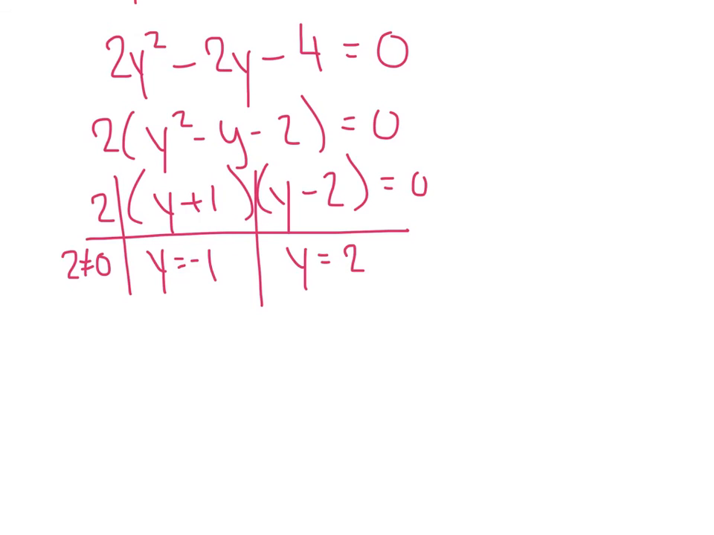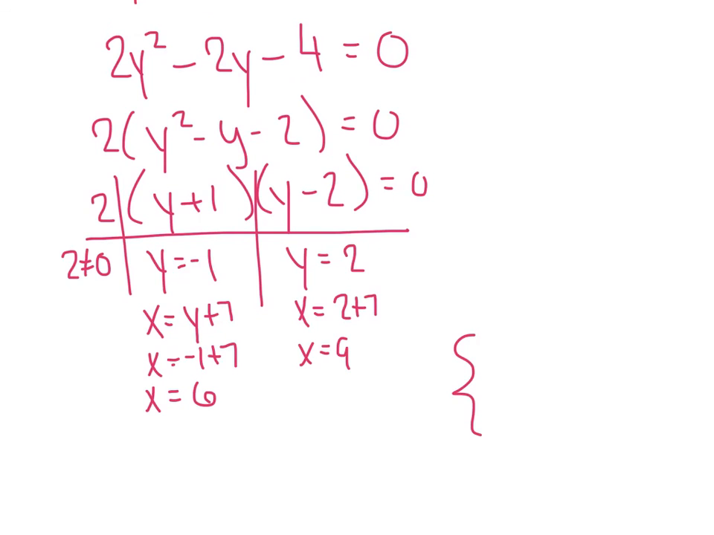And what I'm going to do is substitute those both back into the linear function so that I can solve for x. Now remember, x was equal to the quantity y plus 7, so x is equal to negative 1 plus 7, so therefore x equals 6. Or we could say x equals 2 plus 7, therefore x equals 9.